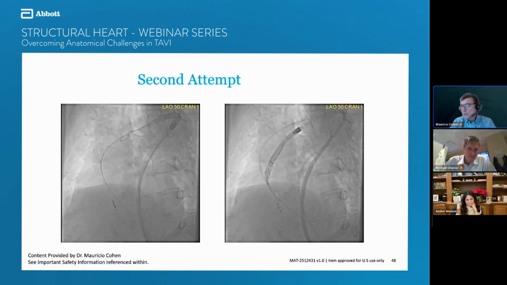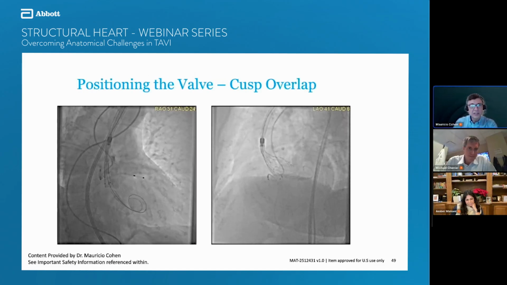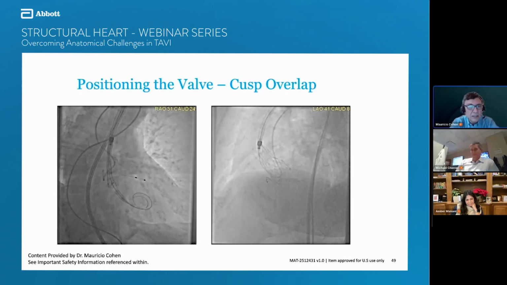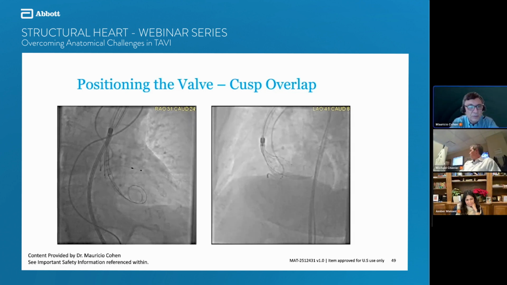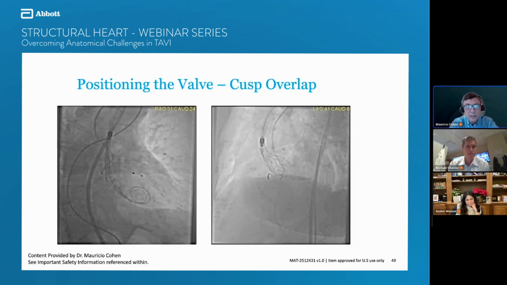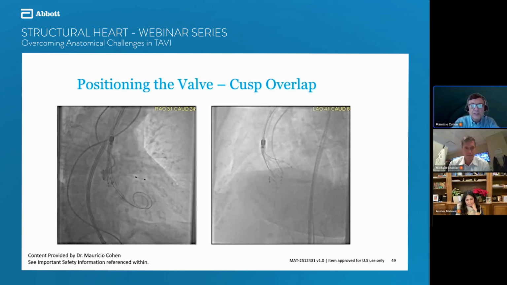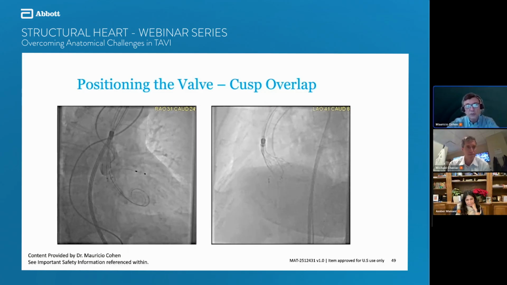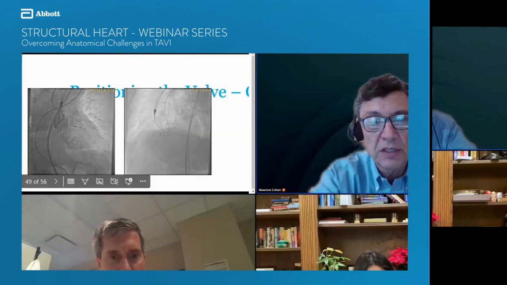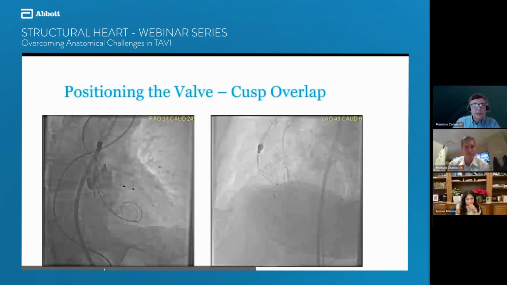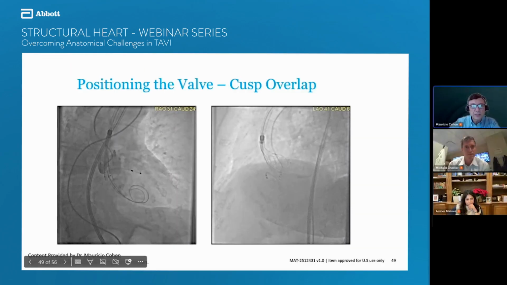So go to the next slide. Now it's time to deliver the valve. So we start to deploy the valve. You can see we use the cusp overlap view on the left-hand side. On the right-hand side, we usually go LAO and make sure that we are happy with the way things are going.